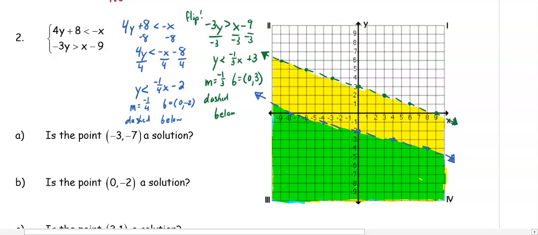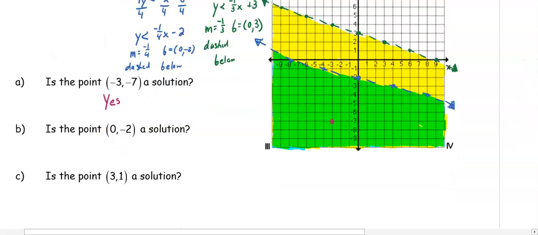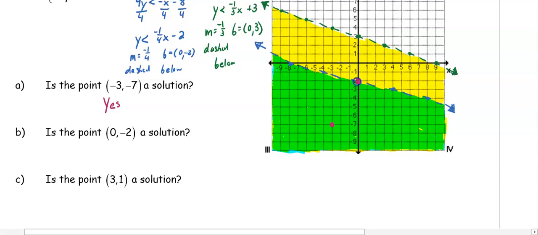lie. So our first point to determine is a solution is negative 3, negative 7. This is in the overlapping shaded region, so this would be a solution. Our next point is 0, negative 2. That's on the dotted line, so that is not a solution. And our third point is 3, 1. While it's in the yellow shaded region, it's not in the overlapping shaded region, so this is also not a solution.